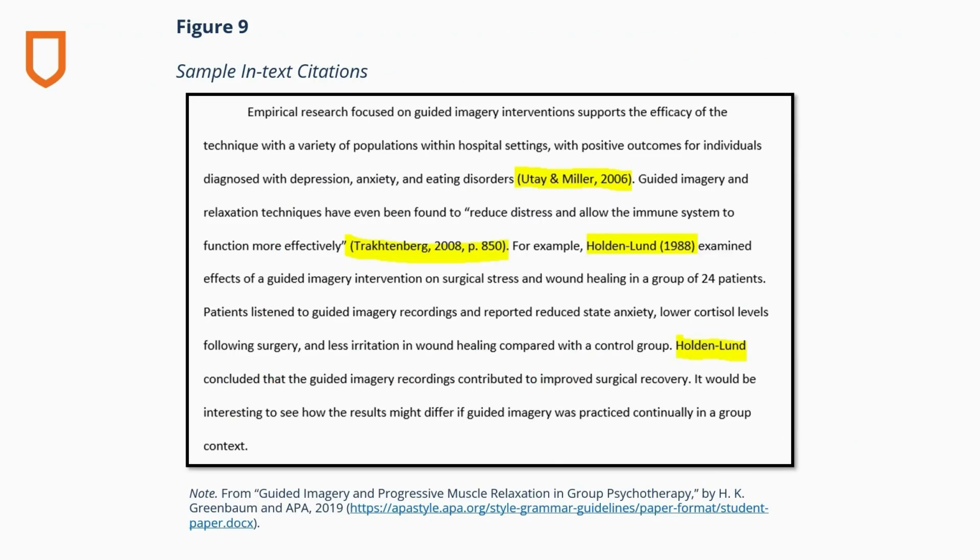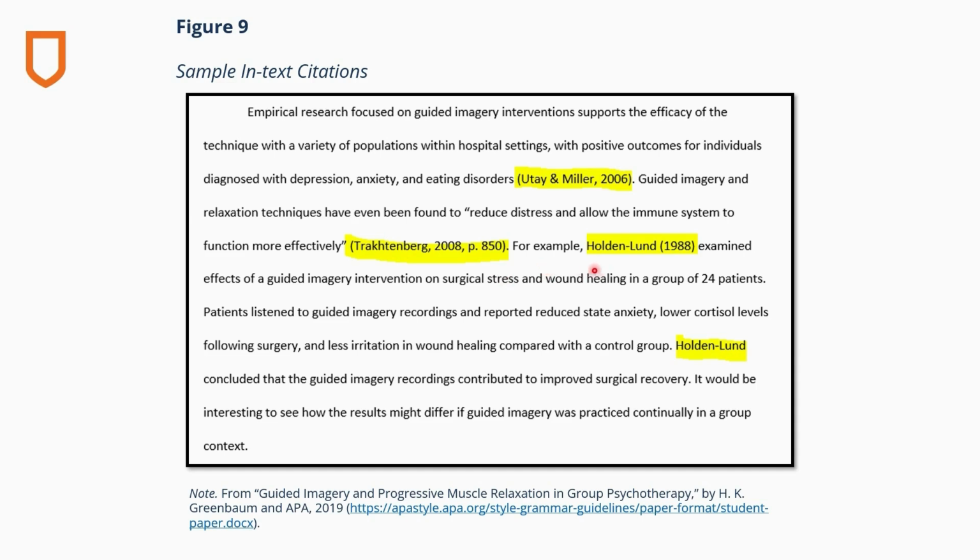We're getting to the end of our long section on in-text citations. So here's what in-text citations look like in the body of your text. We've got parenthetical citations like Trachtenberg 2008, page 850. The author, followed by the year, followed by the page number, all in parentheses at the end of a sentence. And we've got some narrative citations here where the citation is presented within the grammar of the sentence.